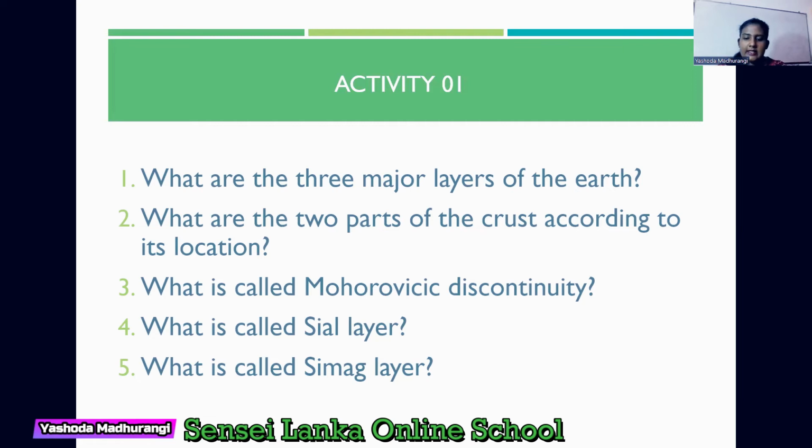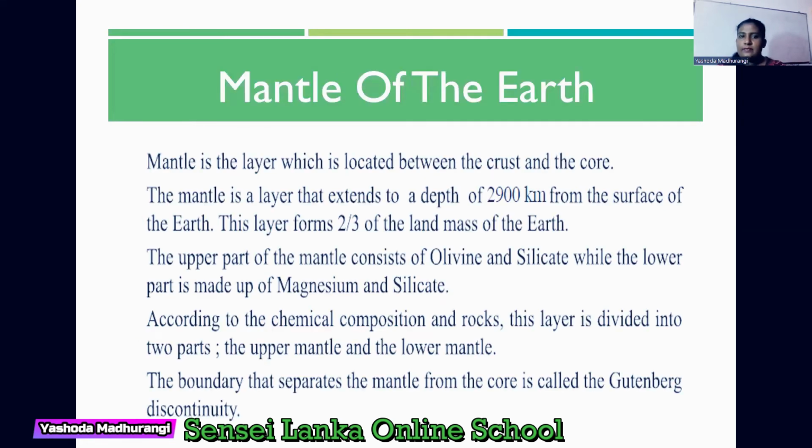Okay. Then shall we go to the next part? Mantle of the earth, the second layer. Look at this note. Mantle is the layer which is located between the crust and the core. It is in the middle, in between. The mantle is a layer that extends to a depth of 2,900 kilometers from the surface of the earth.